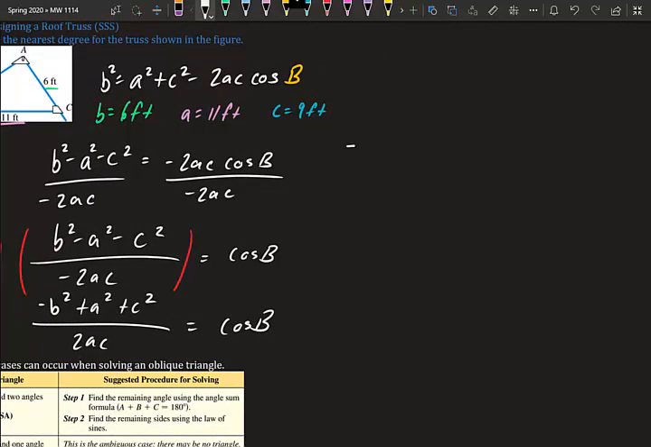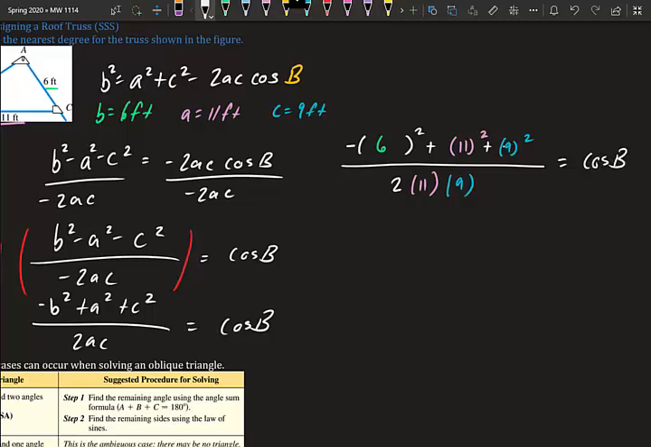I have negative B squared, so 6 squared, plus A squared, so 11 squared, plus C squared, so 9 squared, and that's all over 2 times A, which is 11, times C, which is 9, and that is what cosine B is.